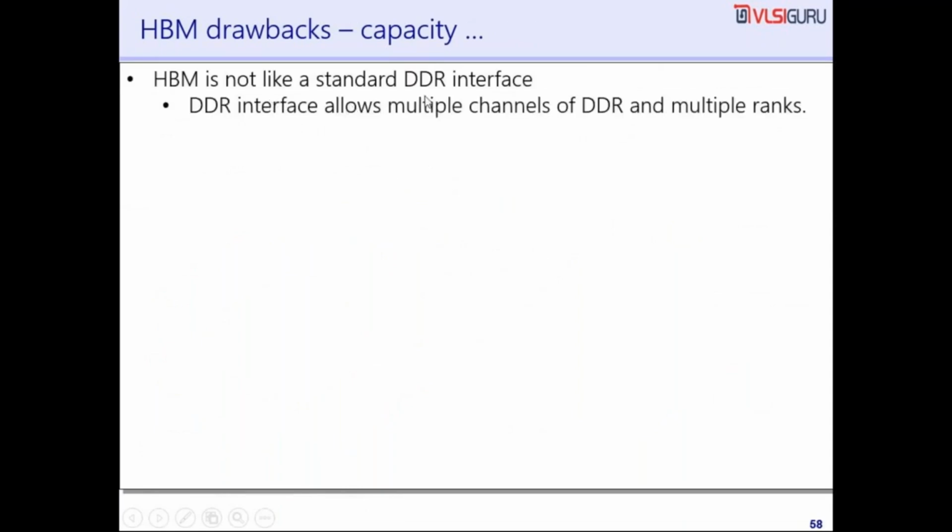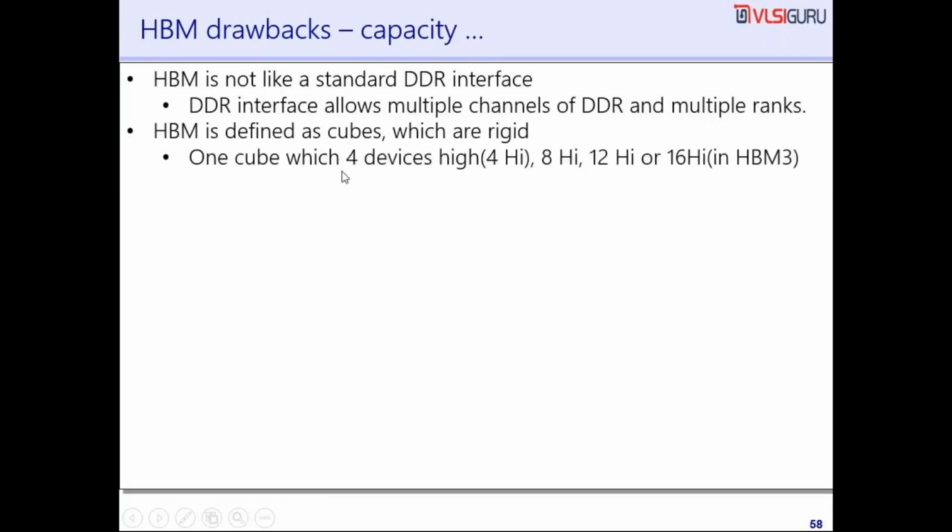HBM is not like a standard DDR interface. DDR interface allows multiple channels of DDR with multiple ranks. HBM is defined as cubes. Basically, whatever we see is called a cube, which is rigid. One cube with 4 devices high is called 4 high, 8 devices stacked is called 8 high, and 12 devices or 16 high in case of HBM3.